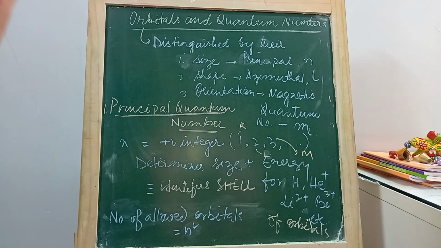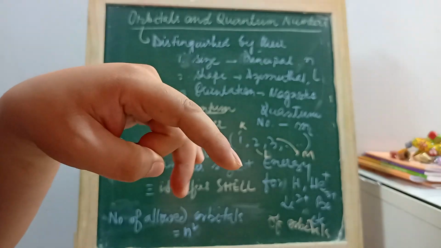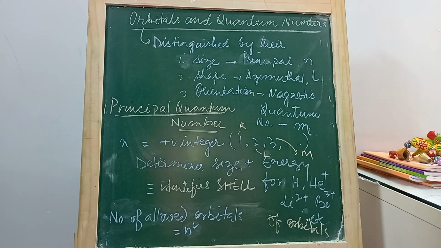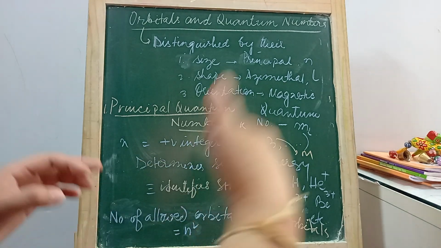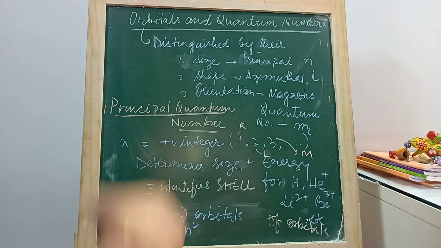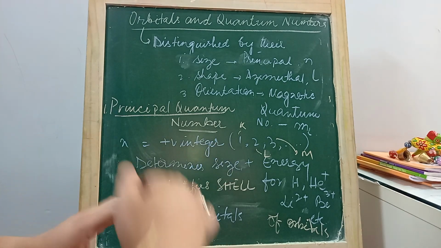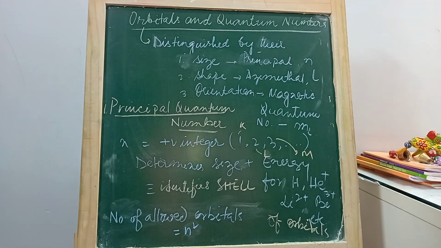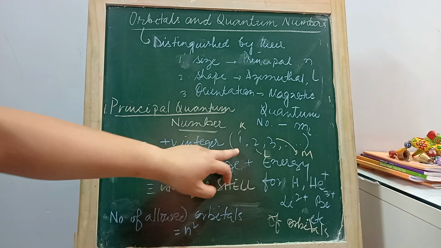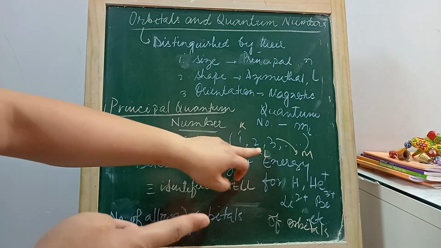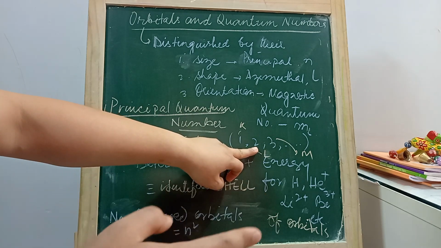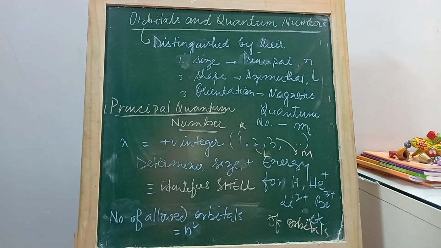We have learned earlier that each orbital can accommodate only 2 electrons. In the third shell, how many orbitals will there be? 3 squared is 9, so 9 orbitals are possible in the third shell. So the number of orbitals in a particular shell is given by n squared: 1 orbital in the first shell, 4 in the second shell, and 9 in the third shell. Hope you have understood.